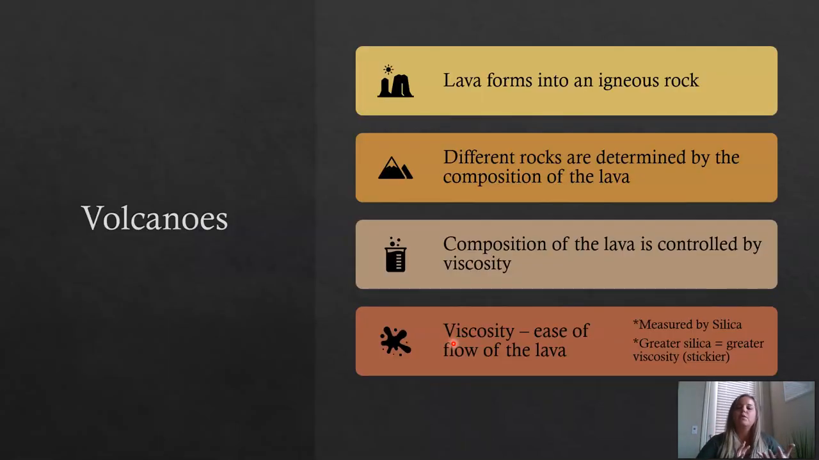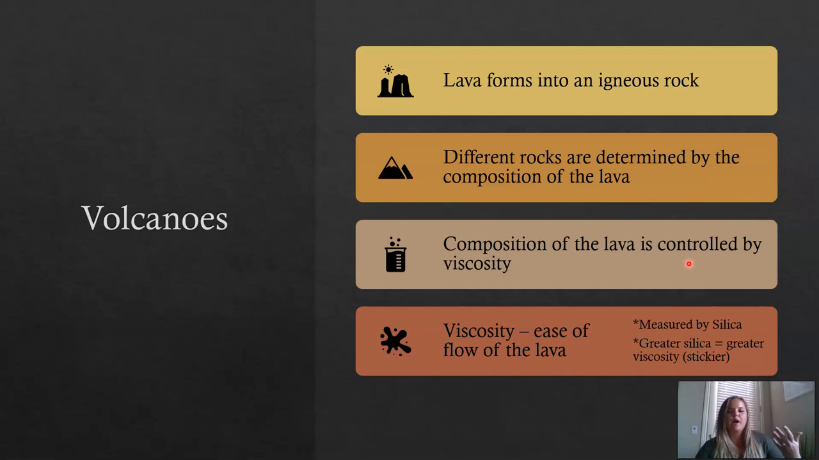Okay, so lava is what forms igneous rocks, which is the first type of rock that we are going to talk about in this class. There are different types of rocks that are formed from different types of lavas. Depending on the composition of the lava, you're going to see a different type of rock. And the composition of the lava is also controlled by the viscosity. The viscosity of a lava is the ease of the flow of the lava. So however easy the material can flow, that decreases the viscosity.